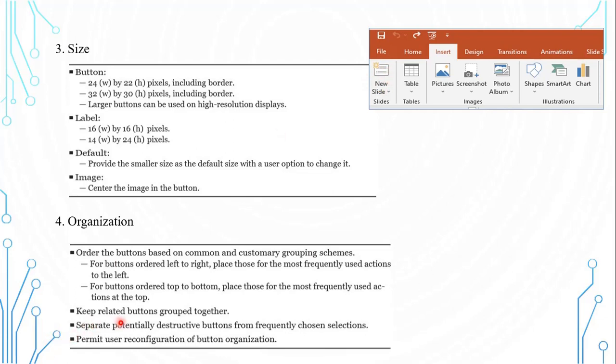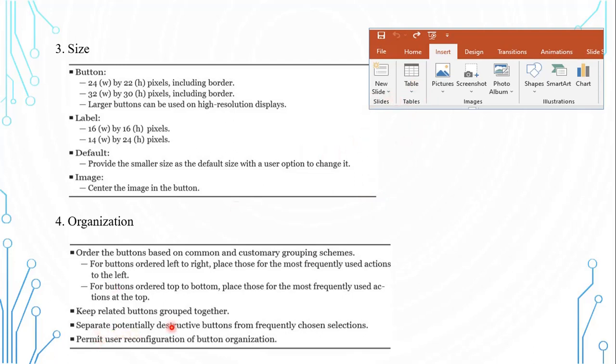And then keep related buttons grouped together. Some buttons will be related, maybe in PPT, or if you are using Word, you will have related buttons like paste, copy, print. These are related buttons, you have to place or group them together. Cut, paste, copy, all those. You have relations between the buttons. That kind of buttons has to be placed or grouped together.